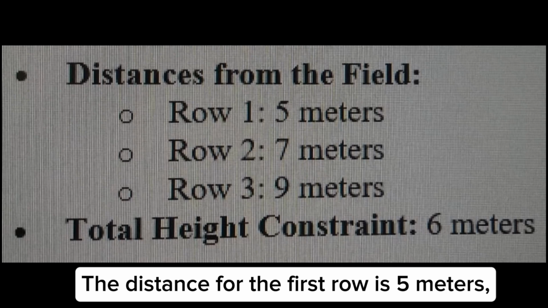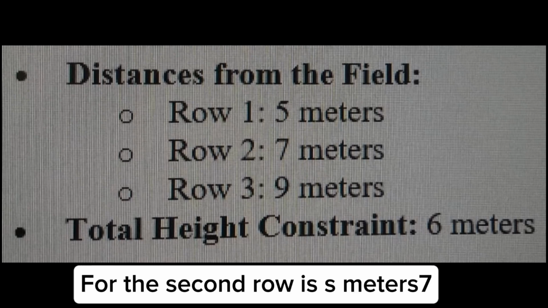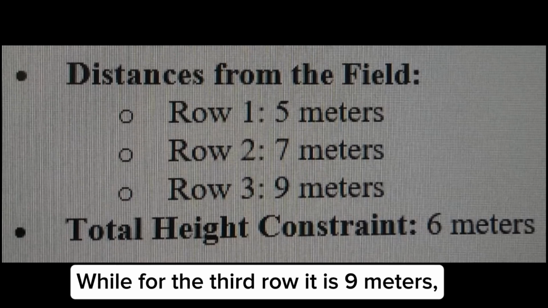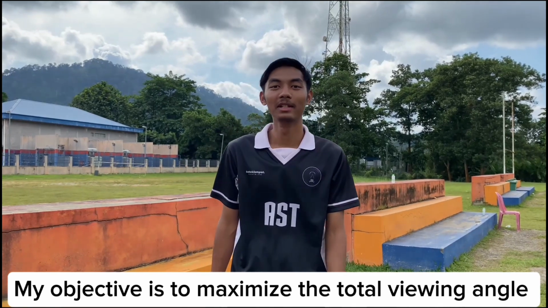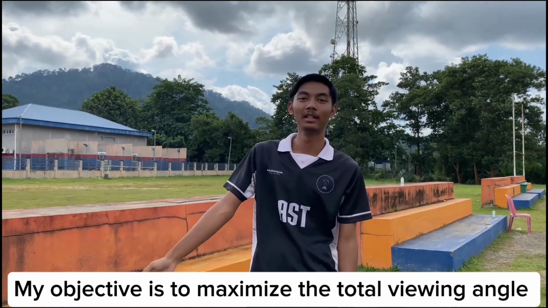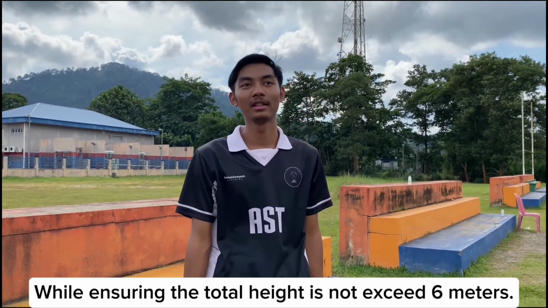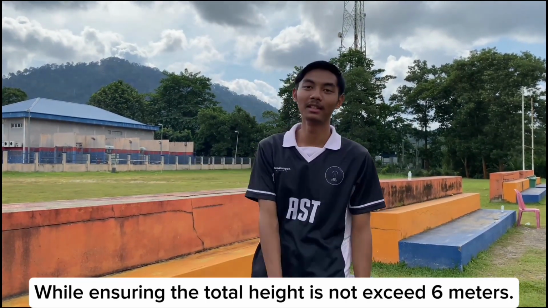I got the source, which is as stated. The distance for the first row is 5 meters, for the second row is 7 meters, while for the third row is 9 meters, and the total height constraint is 6 meters. My objective is to maximize the total viewing angle, while ensuring the total height does not exceed 6 meters.